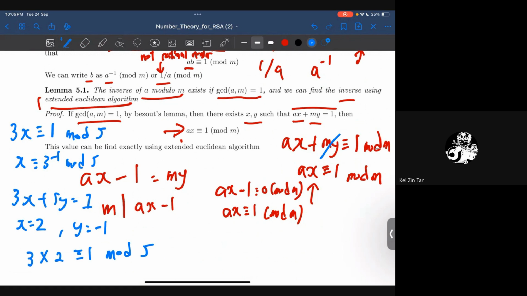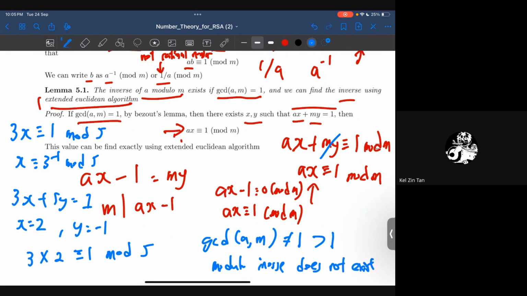In other words, if the GCD of a and m is not equal to 1, that is, it is larger than 1, then the modular inverse does not exist. An example is if you try to find x such that 2x is congruent to 1 modulo 8, you'll see that there will not be any x that satisfies this condition.